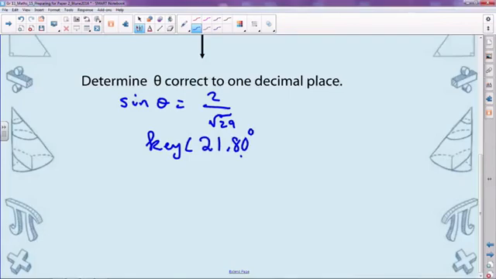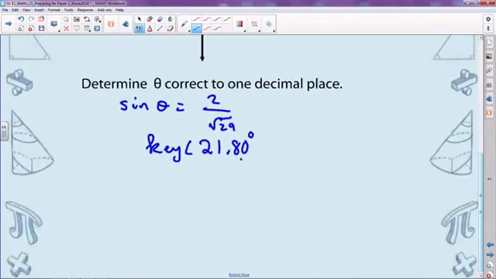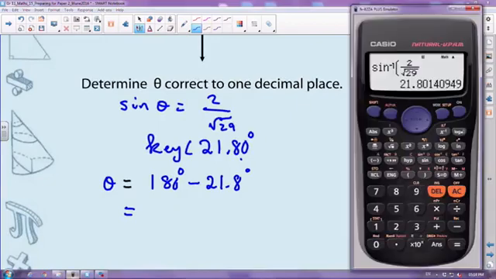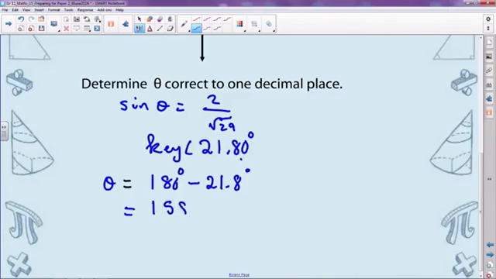degrees. Okay. All right, so we're still working out the key angle, but in the second quadrant, we're saying 180 minus. So in other words, your theta will be 180 degrees minus 21.8, which gives us 158.2. So you've got 158.2 degrees. So your theta is given by 158.2 degrees in this case. All right.